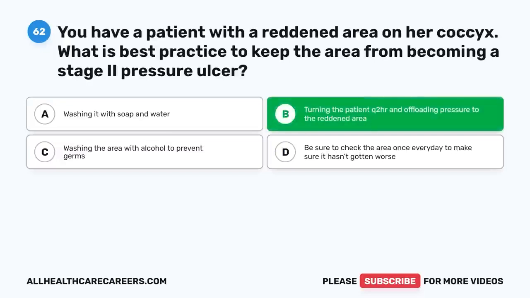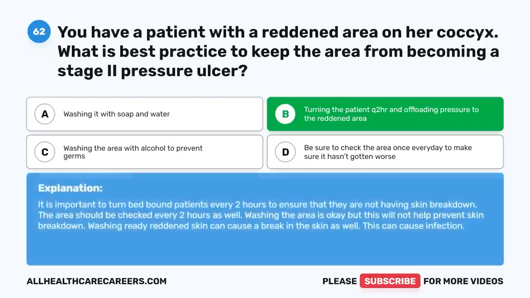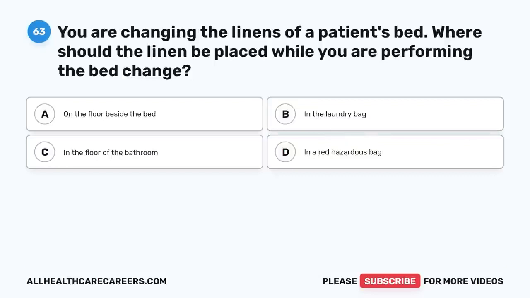Turning the patient Q2HR and offloading pressure to the reddened area. It is important to turn bed-bound patients every 2 hours to ensure that they are not having skin breakdown. The area should be checked every 2 hours as well. Washing the area is okay, but this will not help prevent skin breakdown. Washing reddened skin can cause a break in the skin as well. This can cause infection.